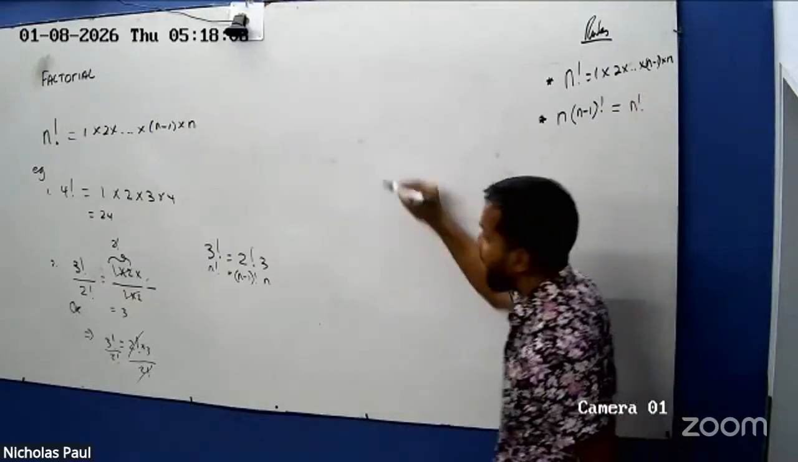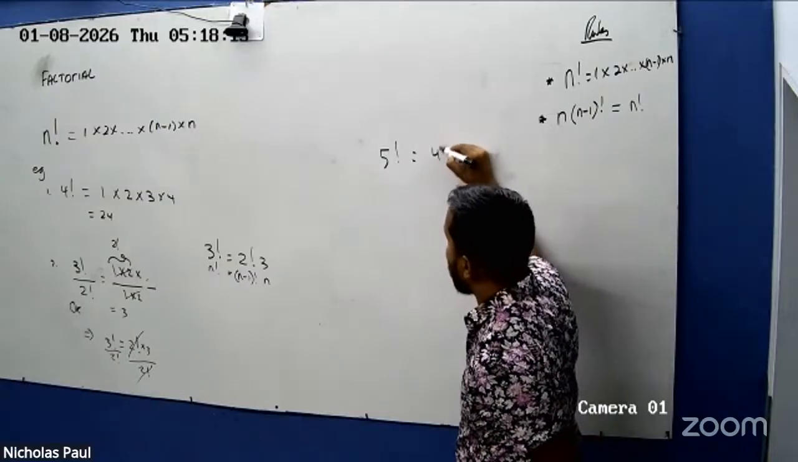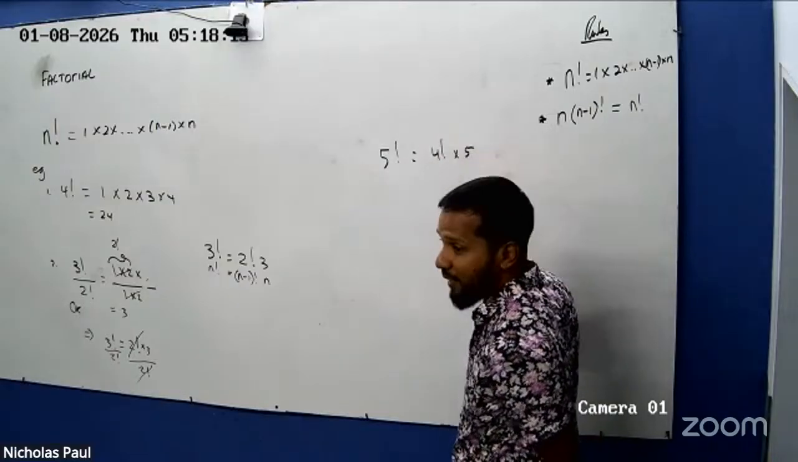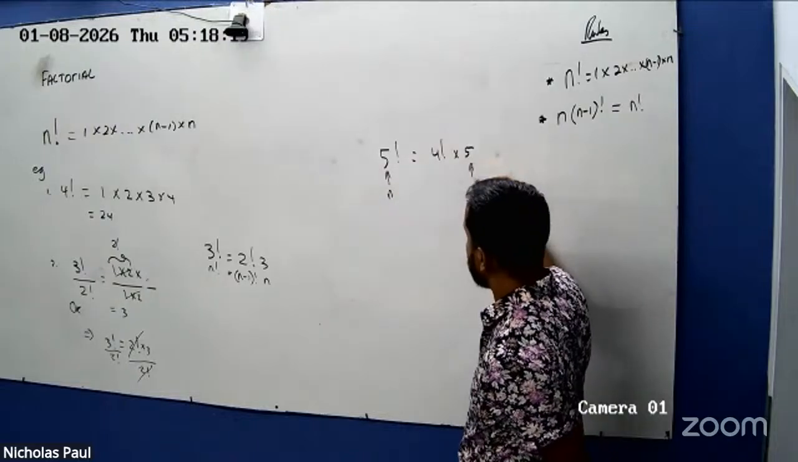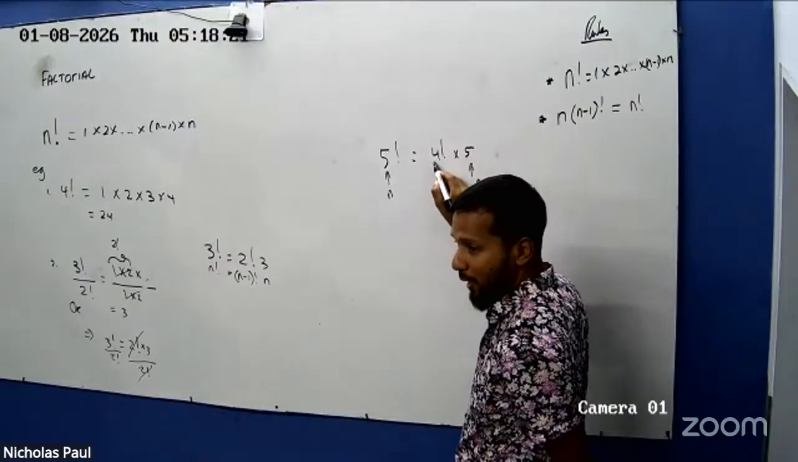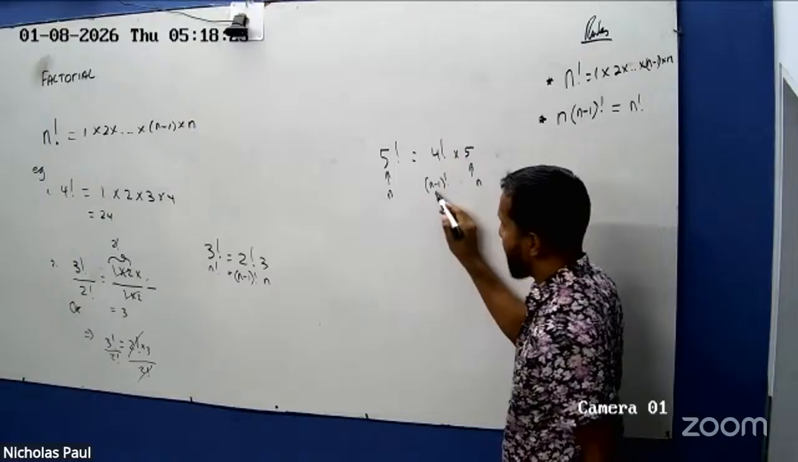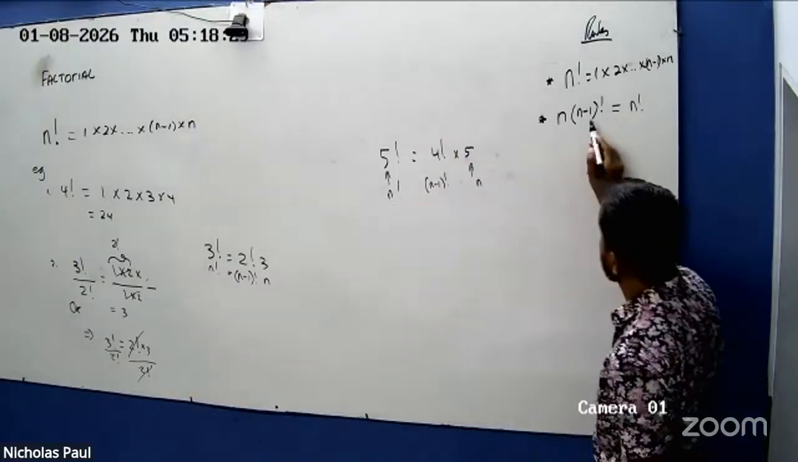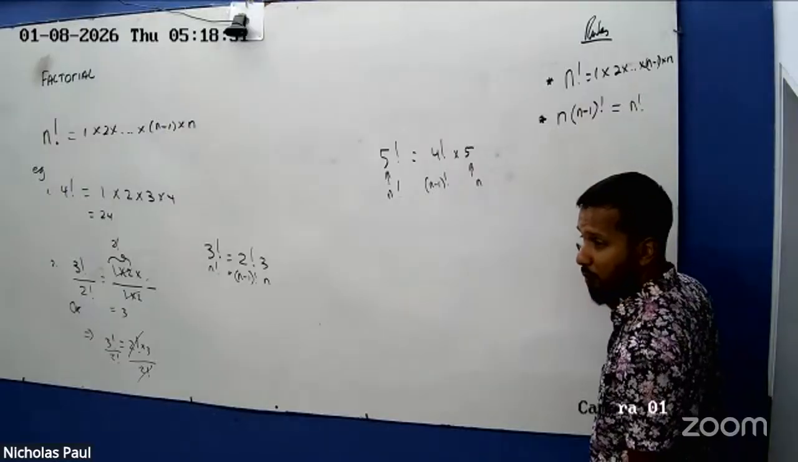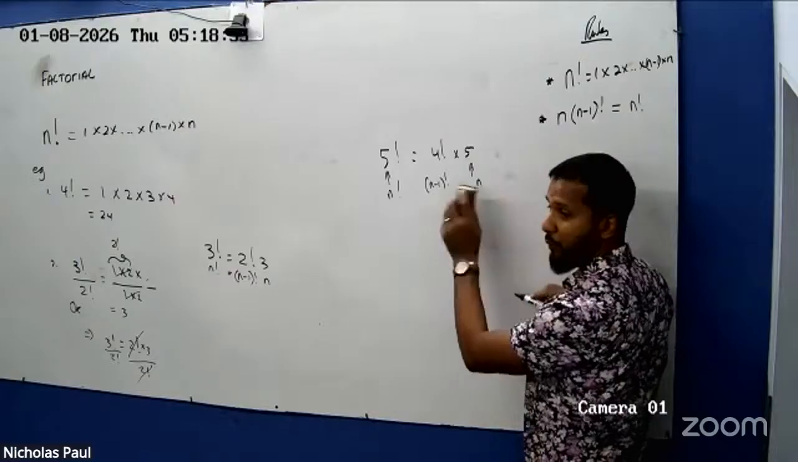How can I write 5 factorial? I could write 4 factorial multiplied by 5. This is n, and this is 1 less than n. Whenever I multiply these two, again we get n factorial. Everybody okay with that?